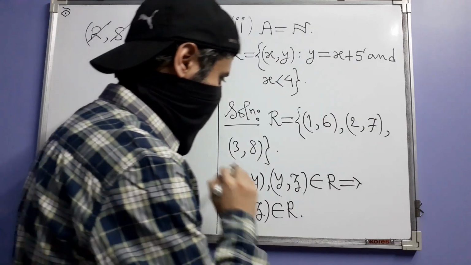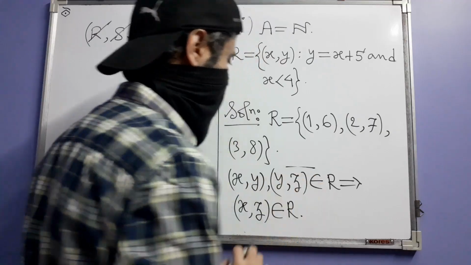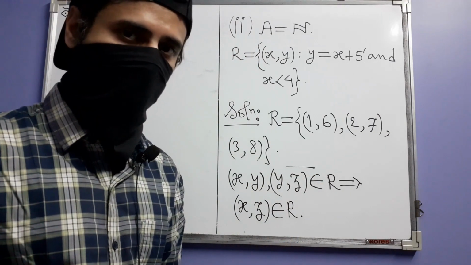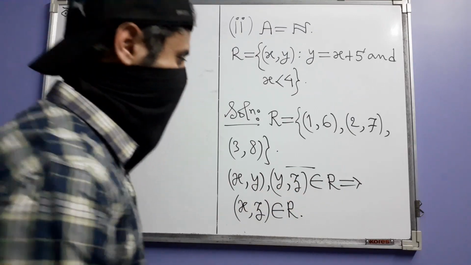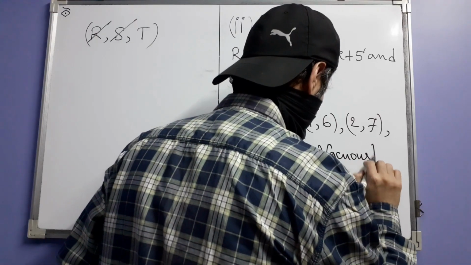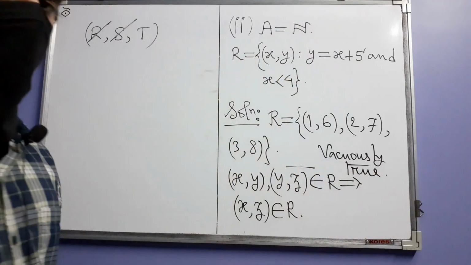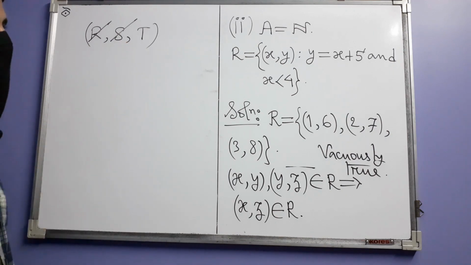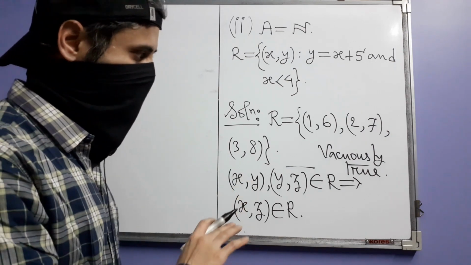So we do not have any hypothesis means the hypothesis is not there or it's false. That is why the implication is vacuously true. But true nevertheless, and that is why it is in fact transitive. Okay, it's not reflexive, it's not symmetric, but it is transitive.